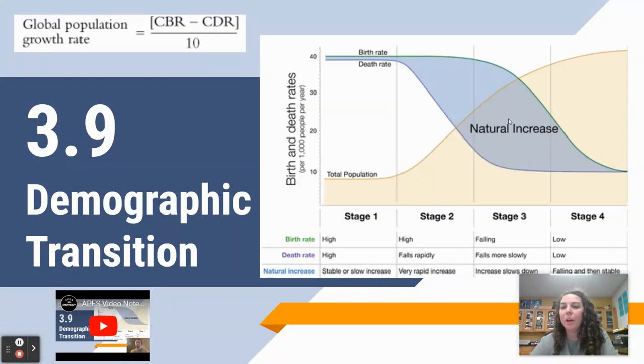And then in stage 3, our birth rate starts to fall. So it starts getting closer to our death rate, but there's still a pretty decent size gap here. So our natural increase is not going to be growing quite as exponentially as it was in stage 2, but we still are going to see some population growth, just not as much. And then in stage 4, we finally see that birth rate coming down to meet our death rate. So our population growth is actually going to reach 0 or become stable. And in some cases, we're even going to start seeing population decline.